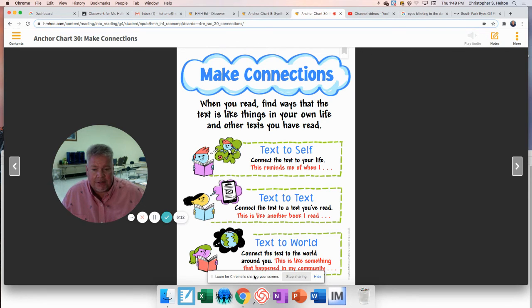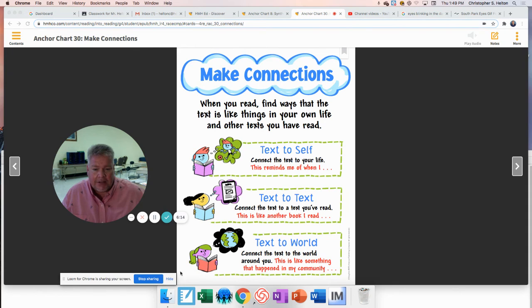And then text to the world, connect the text to the world that's around you. This is like something that happens in my community. Well, one of the things I thought of too is in our community, have you ever been over there? It's not too far from Fred Miller Park, and there's a little factory there called Volunteer Blind Industries. They make mattresses, really good. I've never bought one from there, but I hear they're really good mattresses.